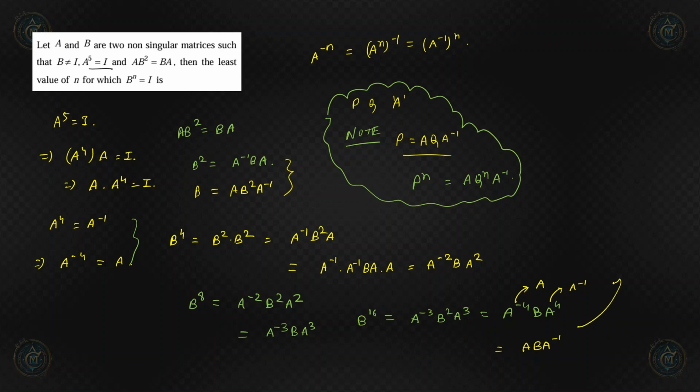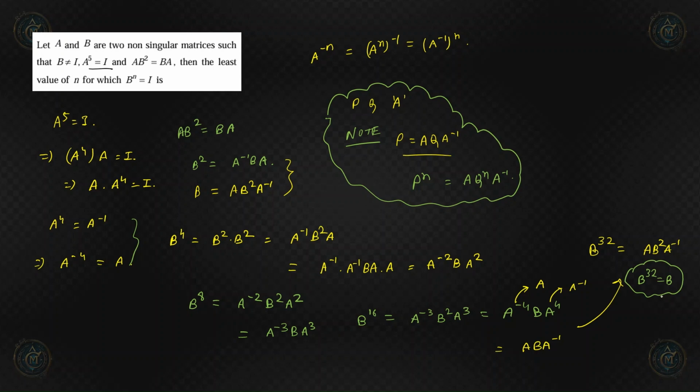So we can write B to the power 32 will be what? This will be simply A B square A inverse, right? Now we can write this A B square A inverse as B. So B to the power 32 is equal to B. So this is the smallest number such that B to the power that number is equal to the B matrix itself.